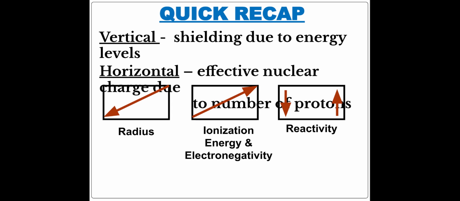Also, for the horizontal, when you're going across a period, it's the effective nuclear charge due to the number of protons. As you go from left to right, protons are added to the nucleus, so you're increasing the number of protons, and therefore you're increasing the effective nuclear charge, and therefore the attractive force of the nucleus is stronger, pulling in the electrons more tightly. And so here you can see the general trends of radius, ionization energy, electronegativity, and reactivity.